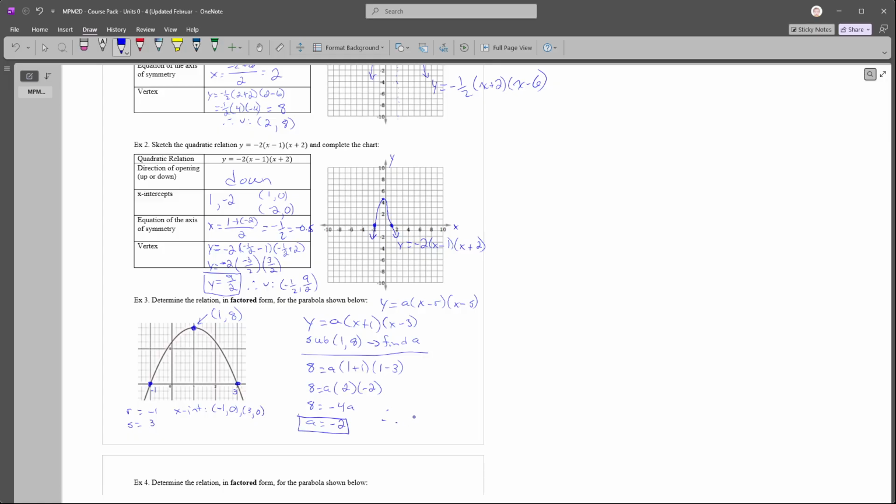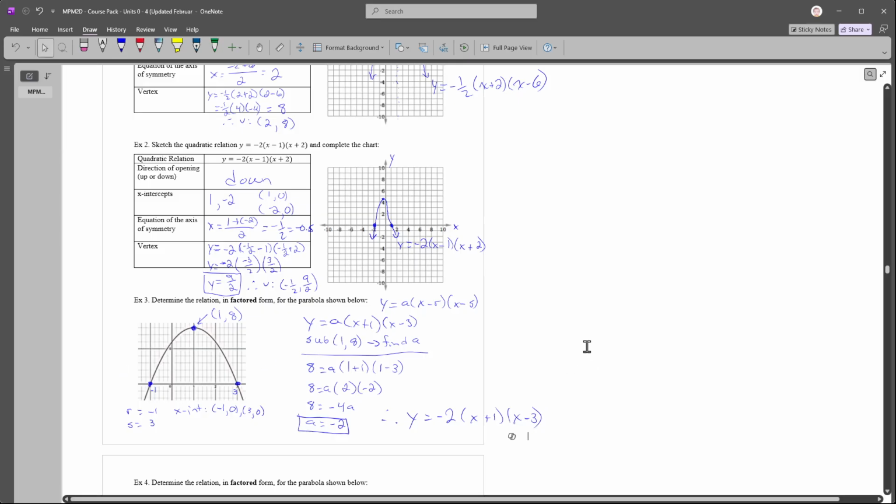So therefore, our final equation is y is equal to negative 2 times x plus 1 times x minus 3. There we go. So not too bad. It's pretty much exactly the same as last time, except we're not working from the vertex. We're working from the x-intercepts. We still have to be able to see things in the graph, though.